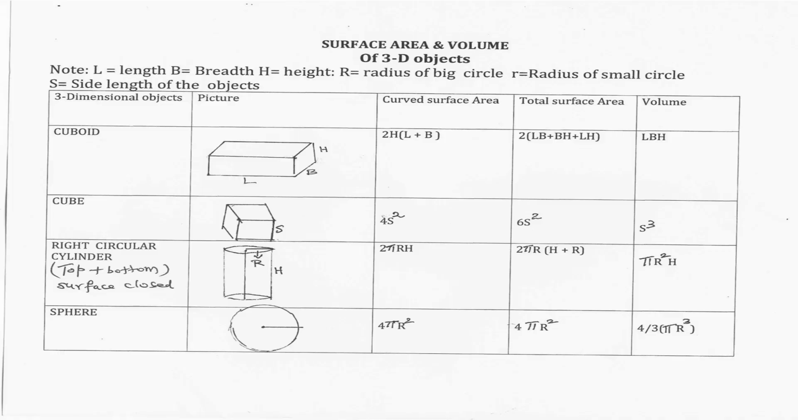Volume is LBH. Cube, it has a side S, and curved surface area is 4 into side squared. Total surface area is 6 into S squared and volume is S cubed.